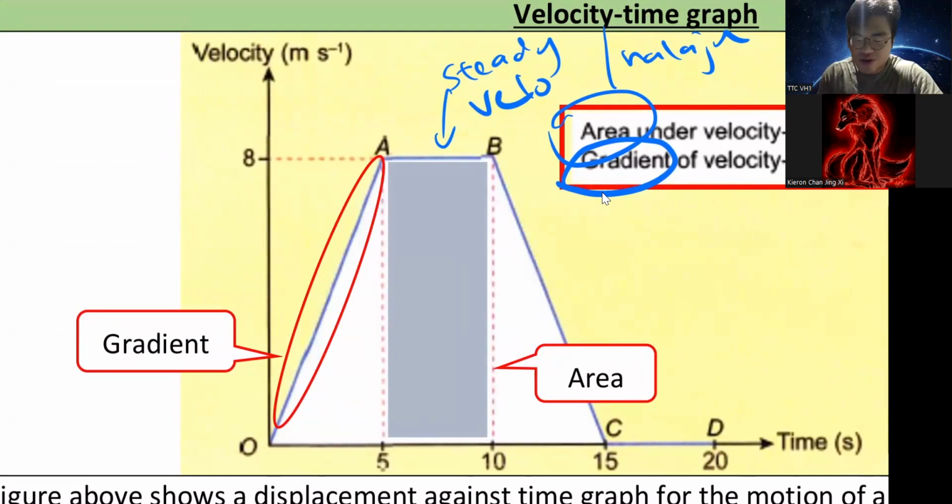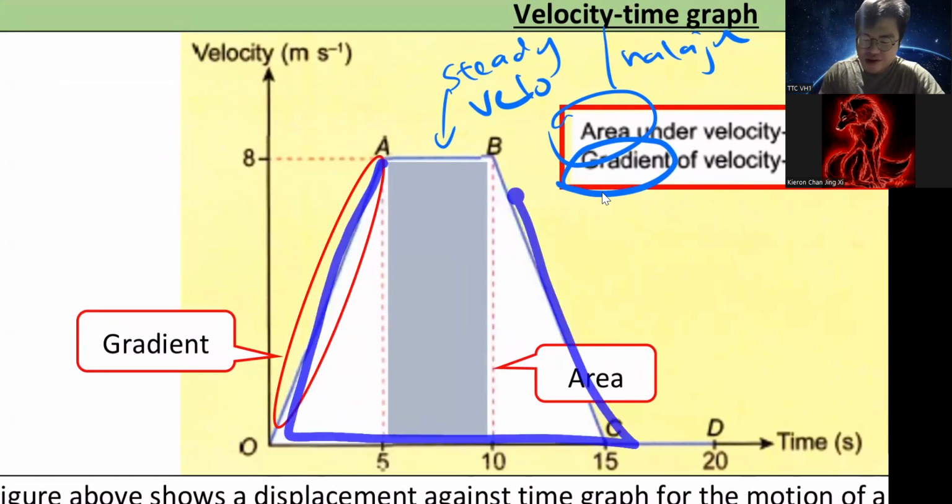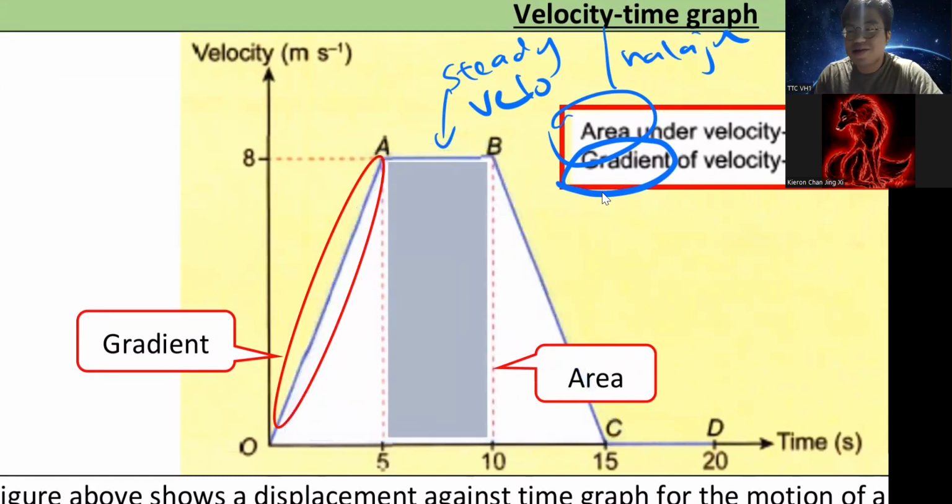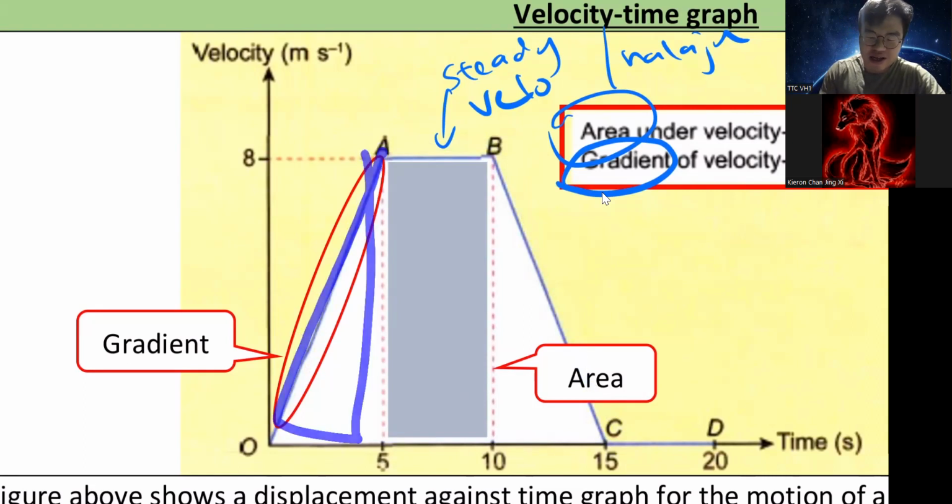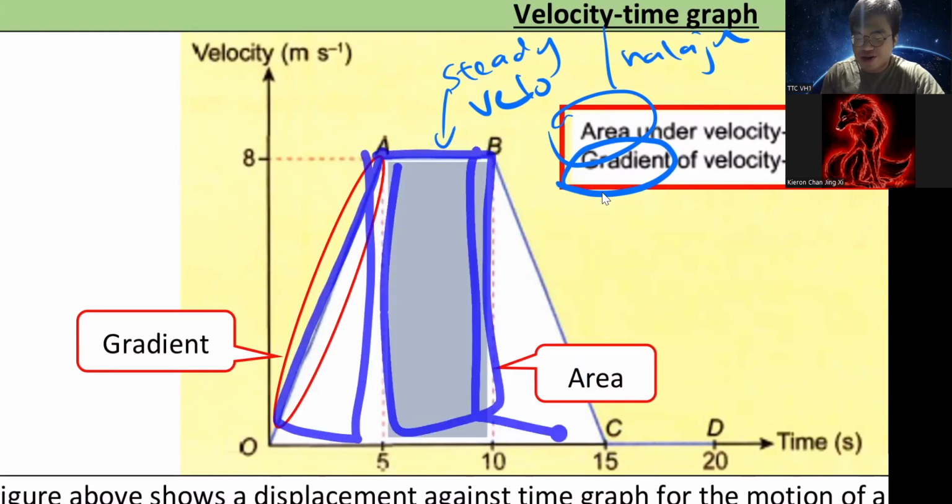How do you calculate this area? How do you calculate this shape? Do you remember? Okay, that's the stupid way. That's the smart way. Splitting it is the stupid way because you have to calculate the triangle first, then the rectangle, and then the triangle.